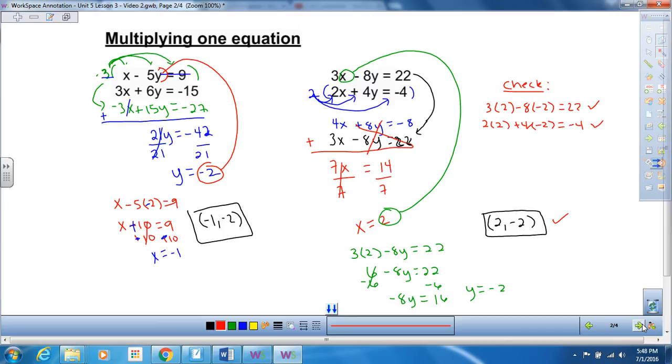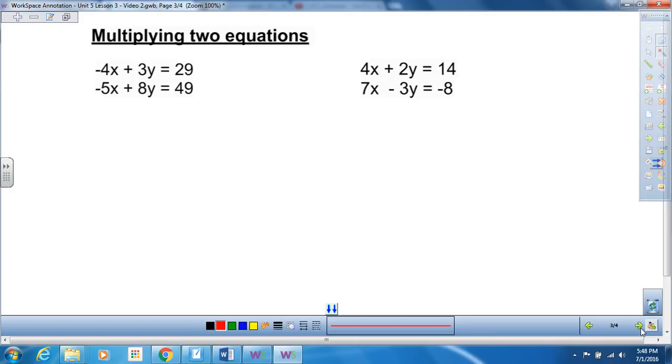Okay, but sometimes you can't just multiply one. Sometimes you're going to have to multiply both equations. And this is actually a little bit easier than just multiplying one. It's a little longer, but it's a little less thinking. Okay, so there's nothing I can multiply 4 by to get 5 or 5 by to get 4. There's nothing I can multiply 3 by to get 8 or 8 by to get 3. So you can choose x or y in this case, and most of the time we just choose x.